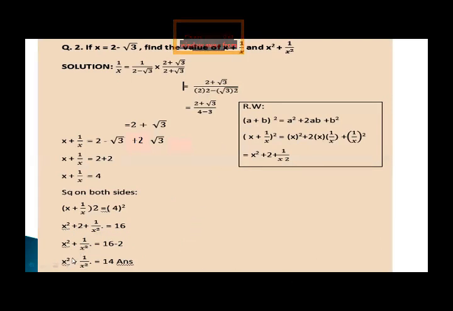Be careful while solving this type of question. Any error in the sign will change your values. So be conscious while using the sign and cancellation.